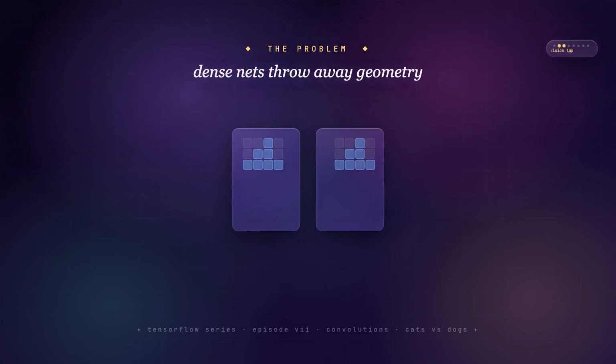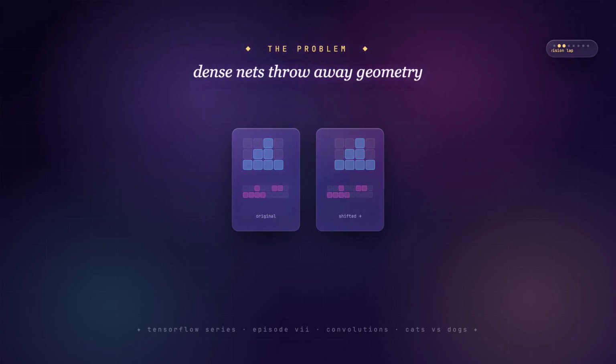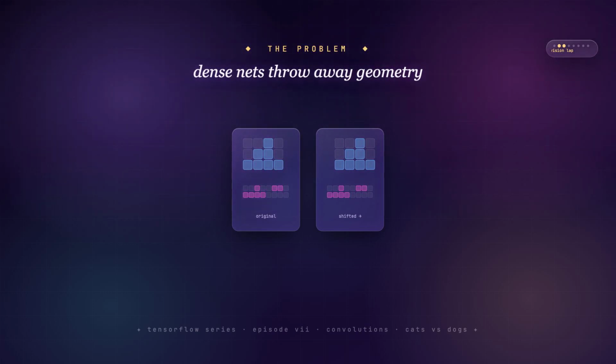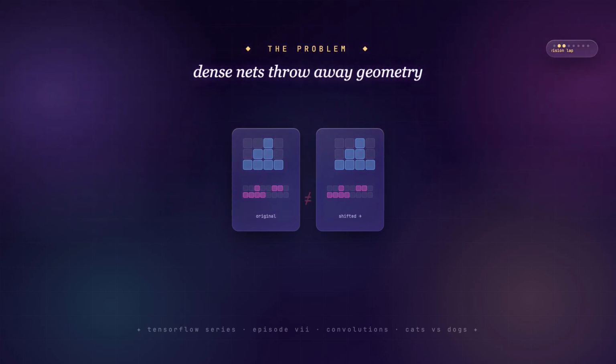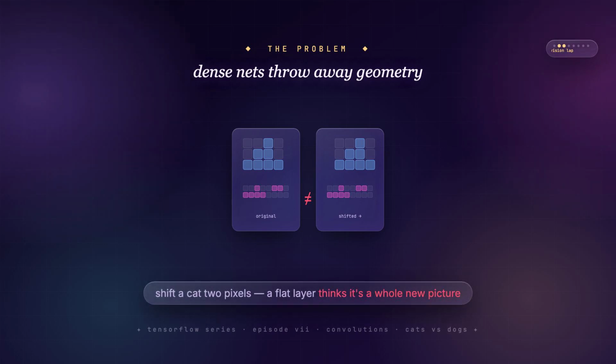Start with what's broken. A dense network flattens a picture. A cat's ear in the top left corner, and that same ear shifted 2 pixels right, become completely different inputs to a flat layer. It has no idea they're the same shape. Geometry, the thing that makes a cat look like a cat, gets thrown in the blender. We need a layer that respects where things are.